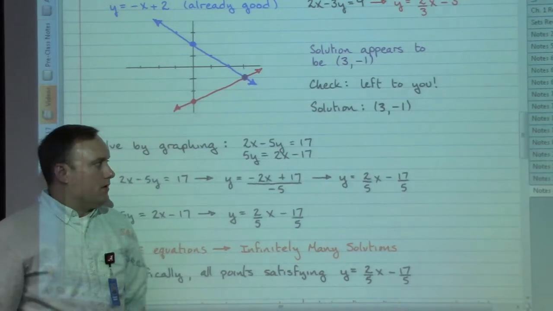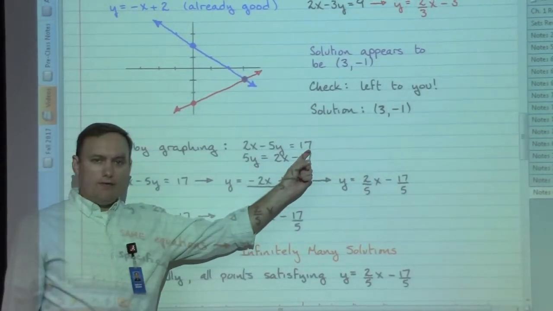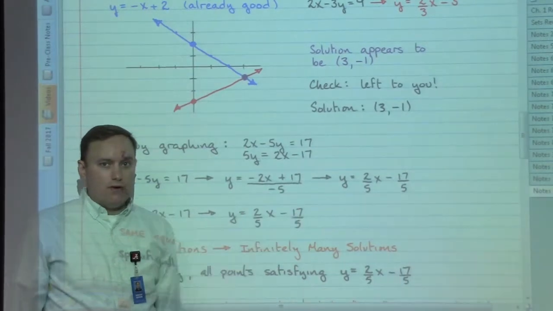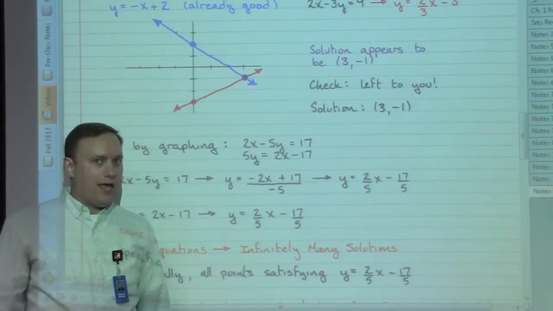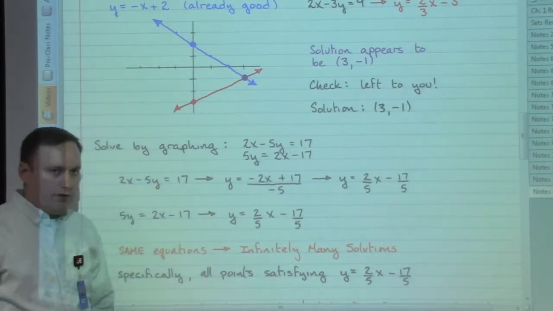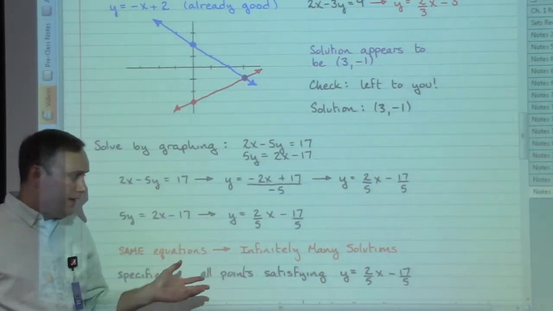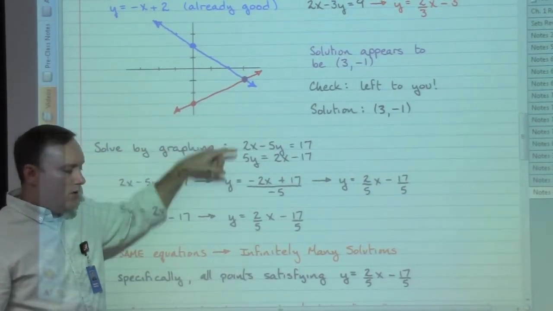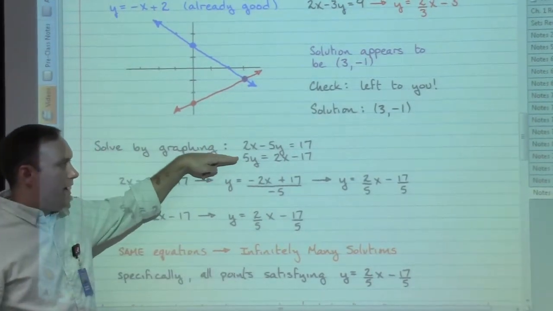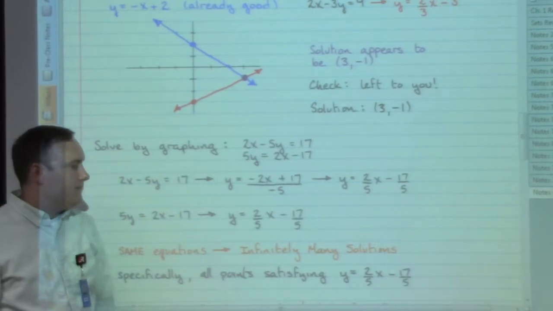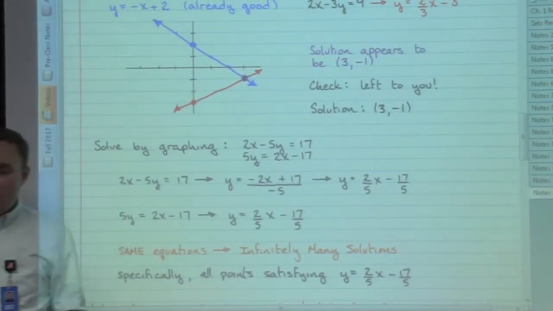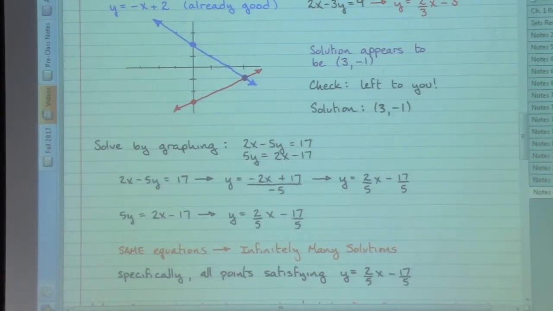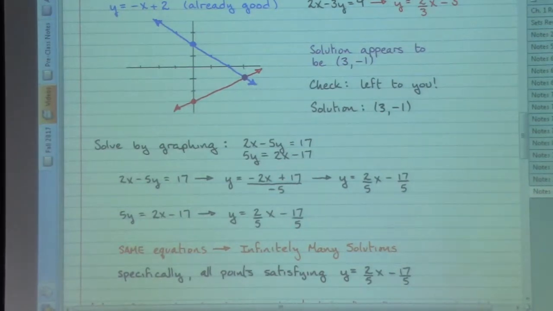We could have just as well referred to the first equation that they gave us, or the second equation that they gave us, because all of these are the same. They just are dressed up a little differently from one another. So really, we could have said all points satisfying 2x minus 5y equals 17. We could have said all points satisfying 5y equals 2x minus 17. Any of those descriptions are valid. Any of them are correct. And again, under the circumstances, we didn't even have to graph to recognize what we had going on. So that's an advantage to those special situations.